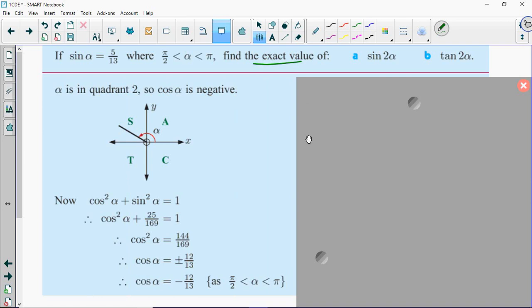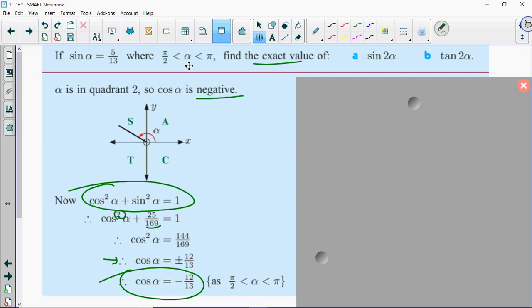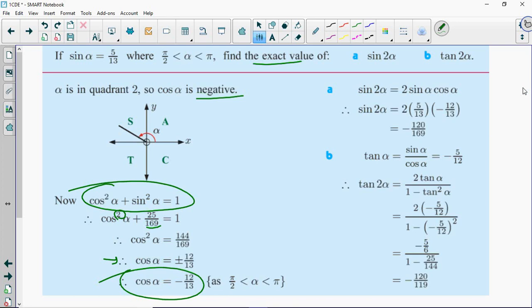So we start off by figuring out, okay, we're told that alpha, our angle, is in the second quadrant, so that means that our cosine value is going to be negative, and that's going to be important in just a second. We then use our Pythagorean identity. Since we know what sine of alpha is, we just put that in, and then we're going to solve for cosine of alpha, but because this is cosine squared, when we take the square root, we're going to get a plus or minus, but we just said it's got to be negative. And then now we know sine of alpha and cosine of alpha, so we can use the formulas from the previous page to work out sine of 2 alpha and tangent of 2 alpha.